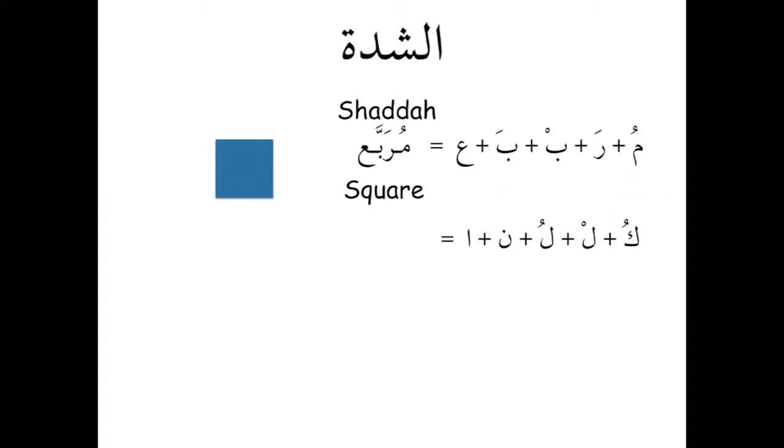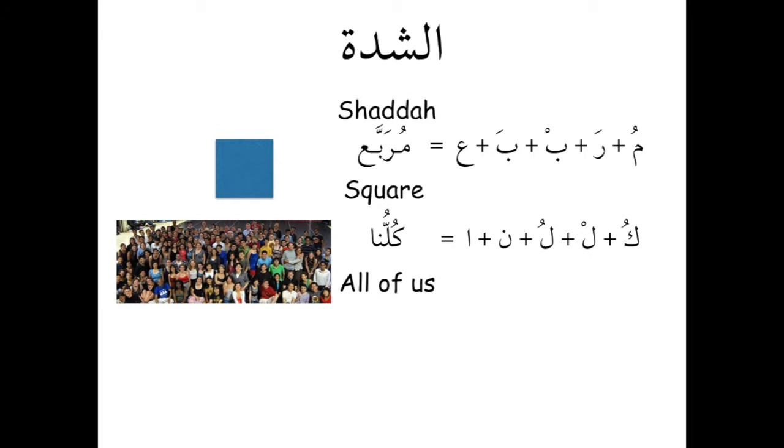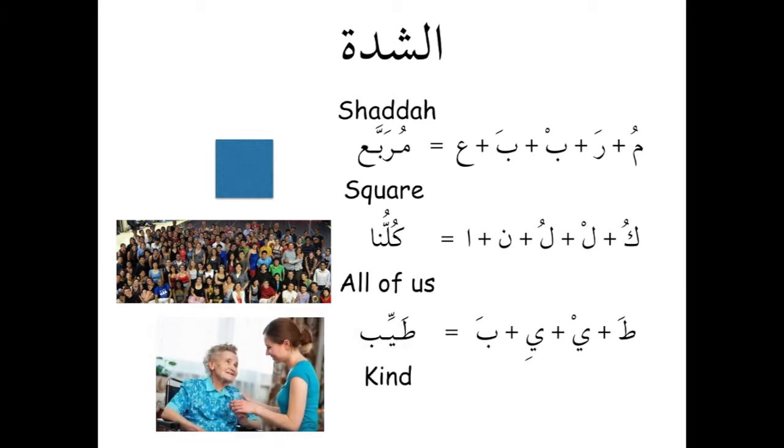Second example. Kulluna, kulluna. Notice the second lam has a dhamma, so the dhamma has to go on top of the shaddah. So that would make kulluna, which means all of us. Kulluna. Next, you have the word طيب, طيب. Notice that the second ya has a kasra. So the kasra went below the shadda. So we got طيب, which means kind.